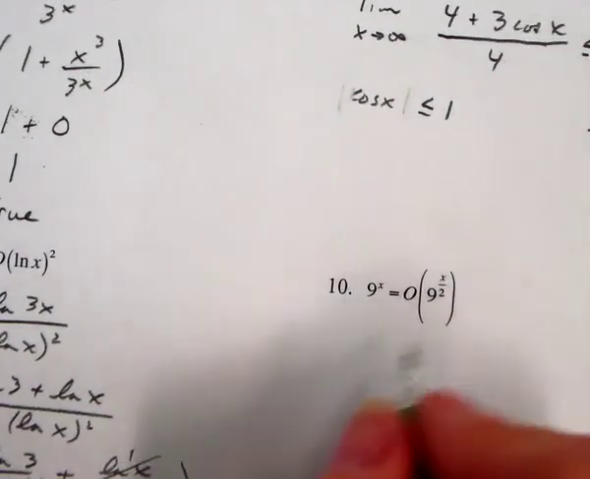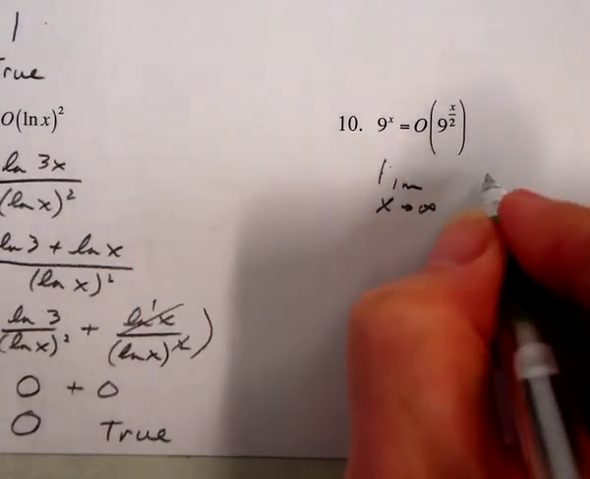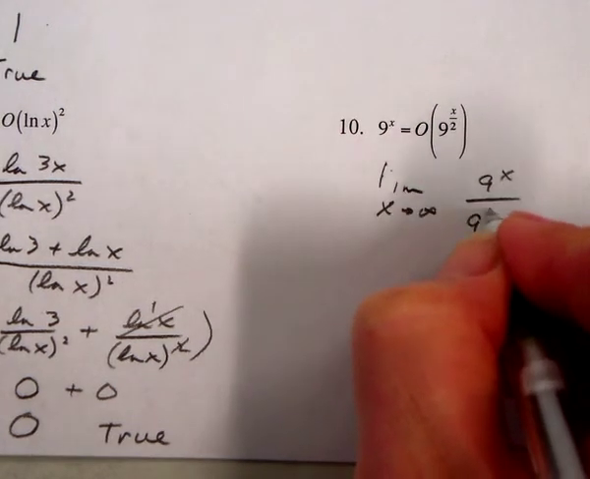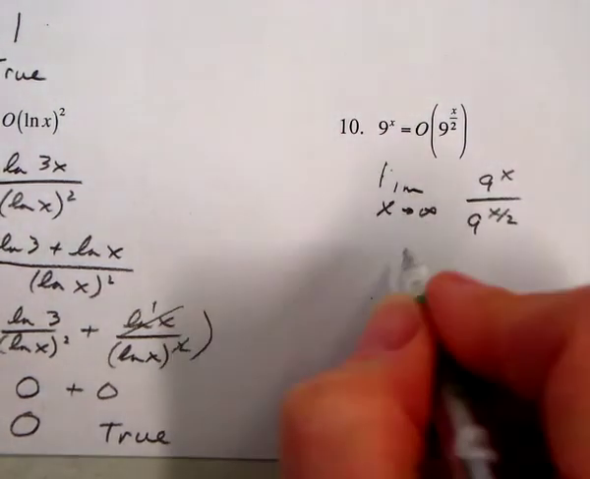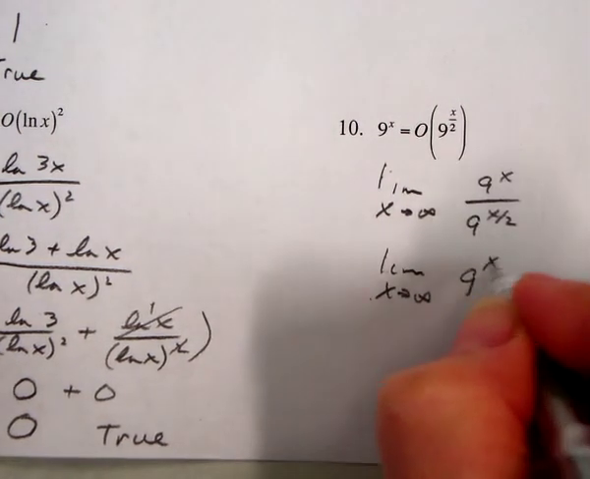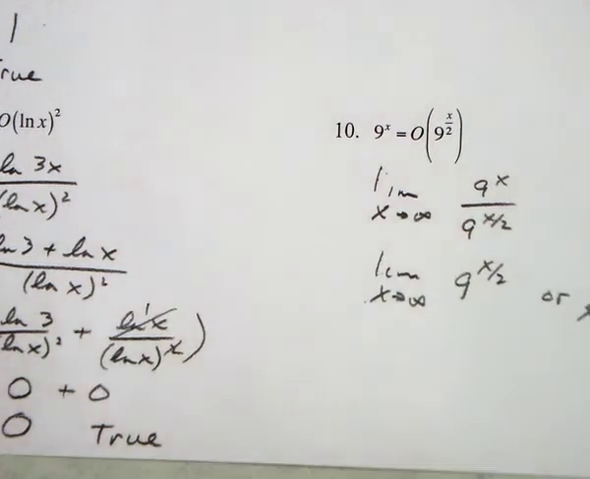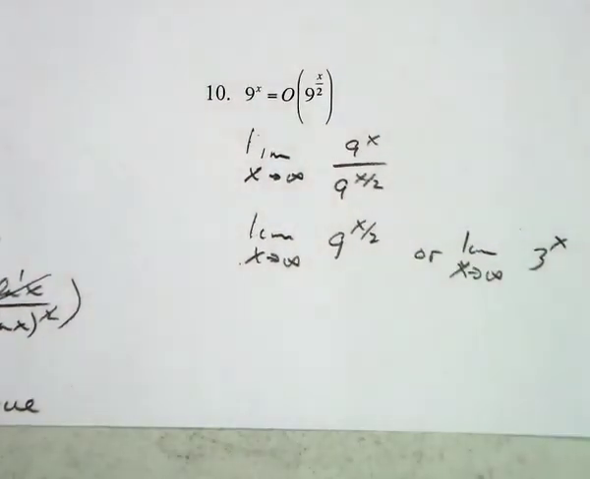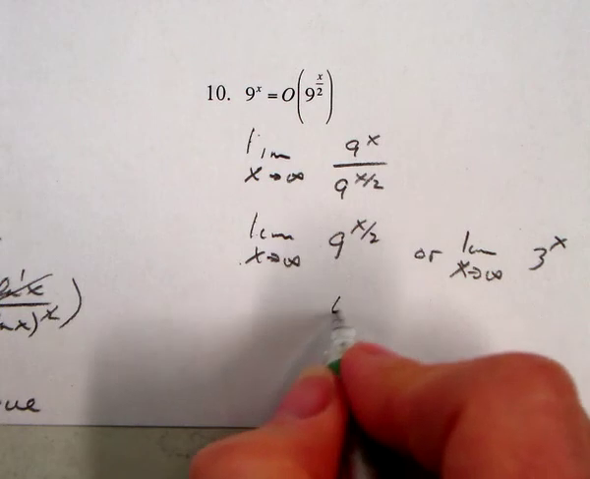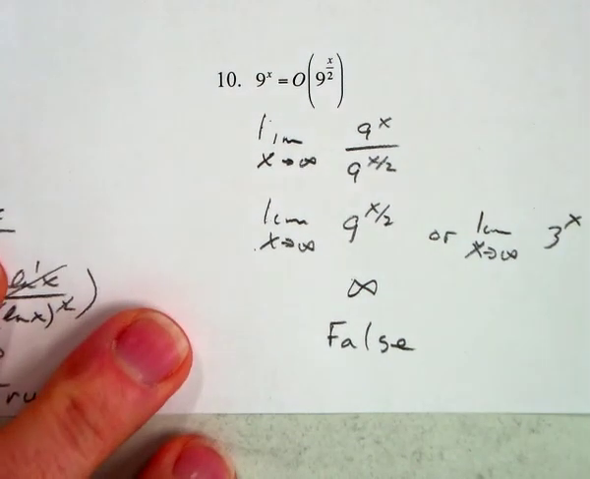And the last one, the limit as x goes to infinity of 9 to the x over 9 to the x over 2. We have the same base, so we can say this is 9 to the x over 2. Or you could go ahead and simplify that to square root of 9, which would be 3 to the x. Either way, it doesn't really matter. This is going to infinity, so this is false. And that is all for our big O, little o notation.